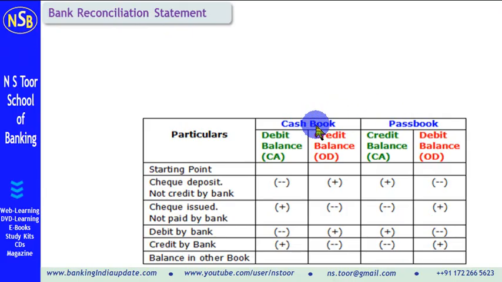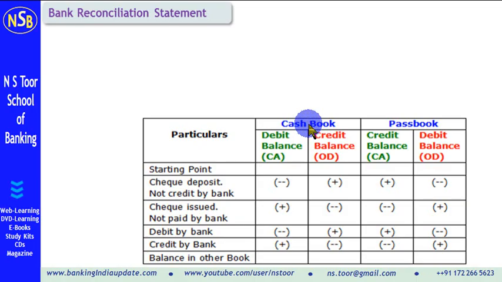So cash book is a book maintained by the business firm where we find the bank account details also. Passbook is a copy of the ledger. So this is maintained by the bank where we find the transactions relating to the firm. So these are two books.